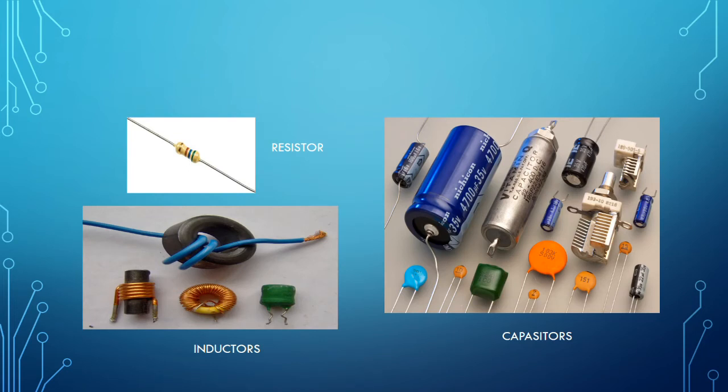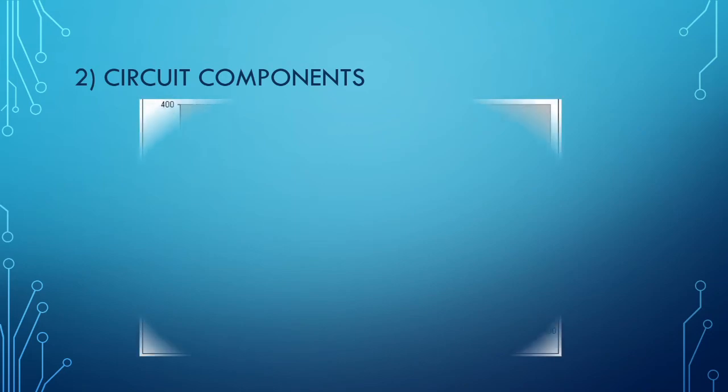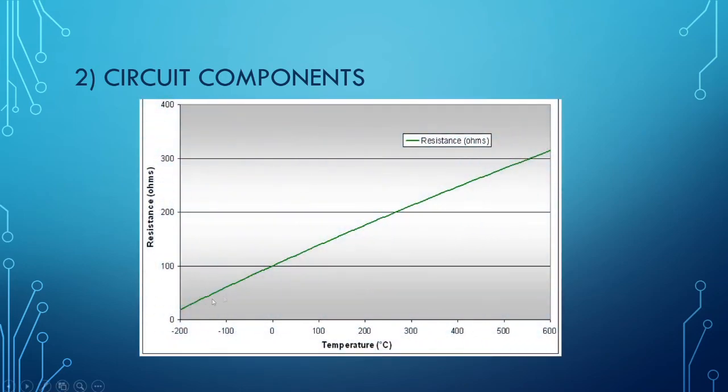The next one is circuit component. The value of circuit components such as resistors, inductors, and capacitors change with the variation in temperature. So here we can see the temperature will increase and the resistance also increases. Since the change takes place slowly, they also cause a drift in oscillator frequency.